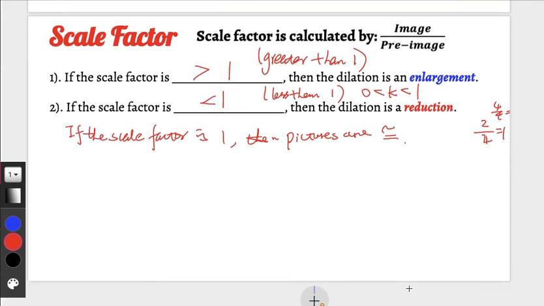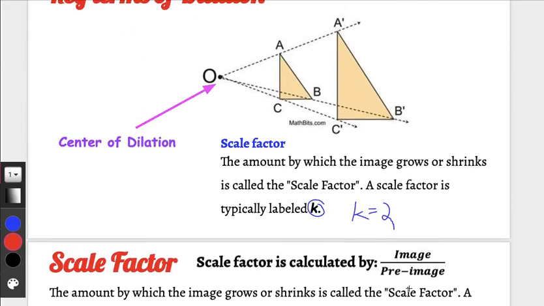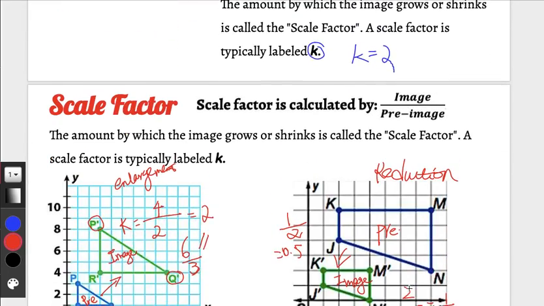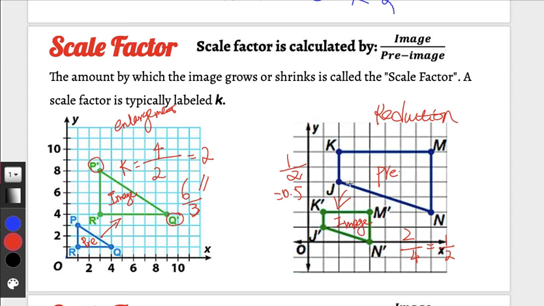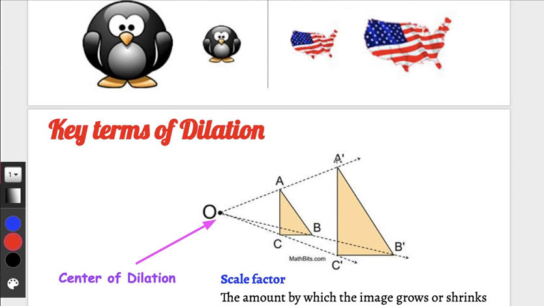Okay, so that's everything I want to share with you about dilation. This is just a very brief introduction regarding scale factor, and the key thing here is we need to know how to find the relation and how to calculate this. I hope this video is helpful for you to understand these terms.